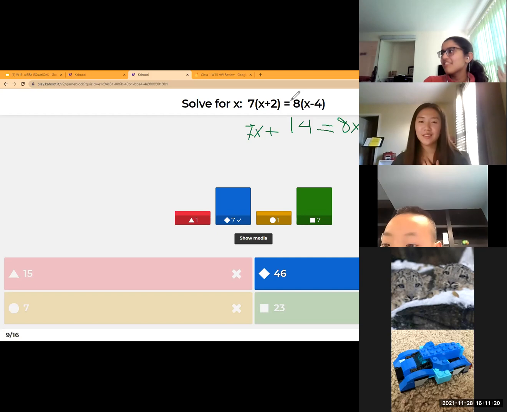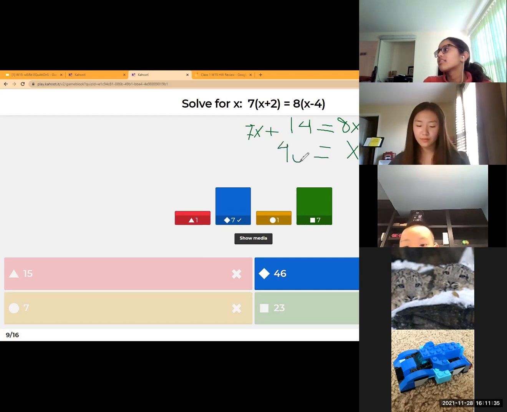Okay, so 7x plus 14 is equal to 8x minus 32. It's essentially what this is. So you get x because you can subtract 7x from both sides, and then you add 32 to both sides, and you get 46. So that is the answer.